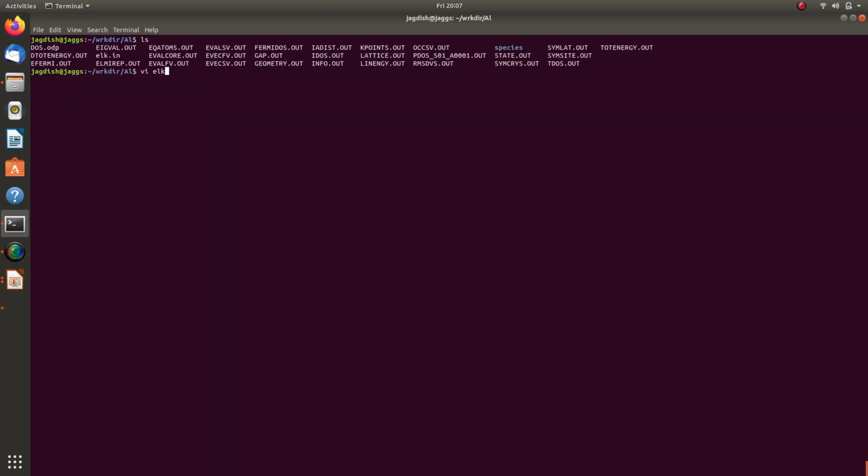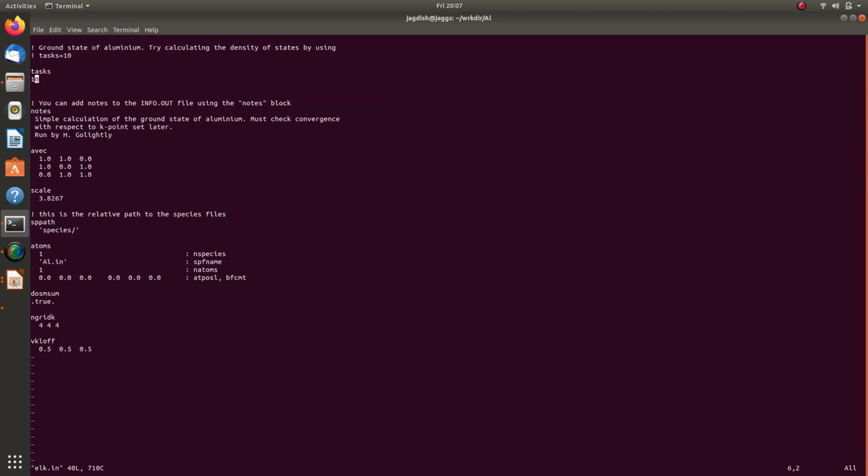Now let me go to the elk.in file. Whenever we are increasing k points, we must redo the ground state. We already have one ground state which is not very bad, which was taken for 4 cross 4 cross 4 points. So we will take that ground state as the starting point for this set of calculations, and just increase the k points from 4 cross 4 cross 4 in a systematic manner to 6 cross 6 cross 6.